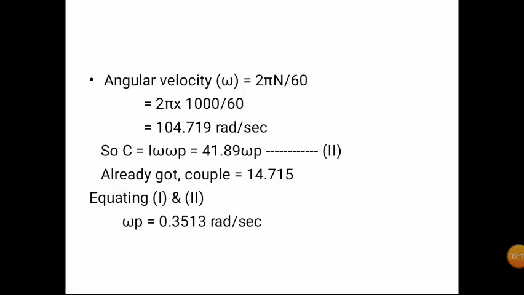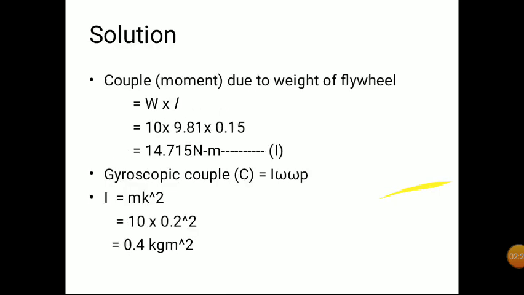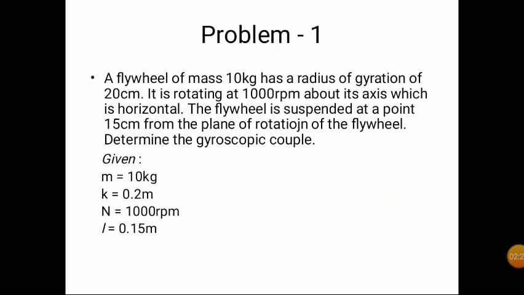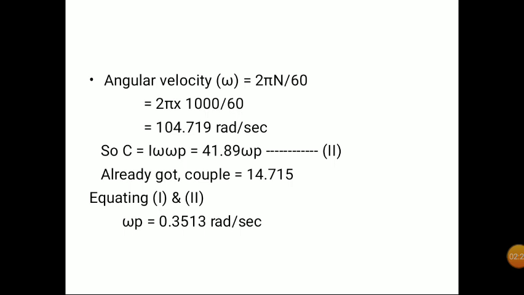Next, going to angular velocity, we can see that angular velocity omega is given as 2 pi n by 60, which is equal to 2 pi into n, given in the question as 1000, so 2 pi into 1000 by 60, which is 104.719 radian per second. Next, we have to find out the gyroscopic couple. So C is equal to I omega omega P. Here we already know I is 0.4 and omega we got as 104.7. Substituting both these, we get 41.89 into omega P.